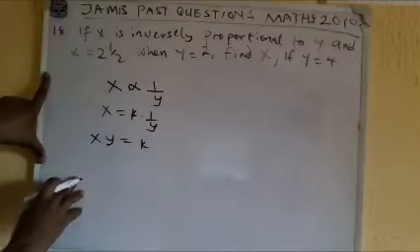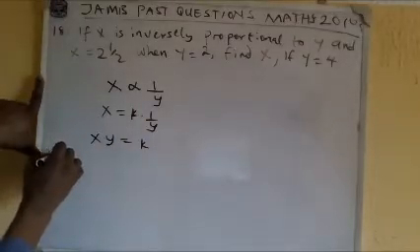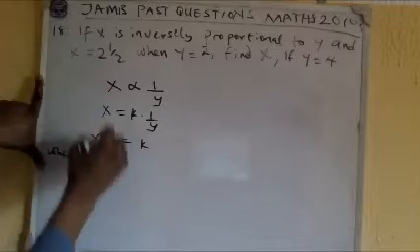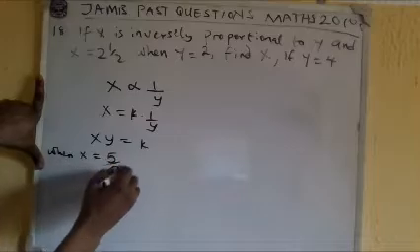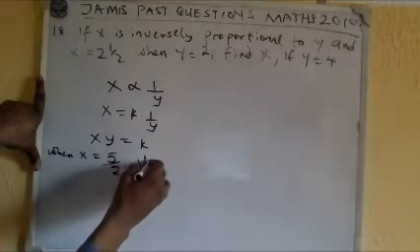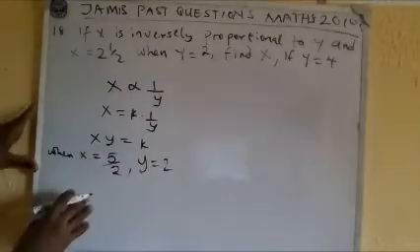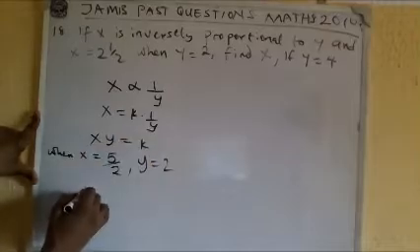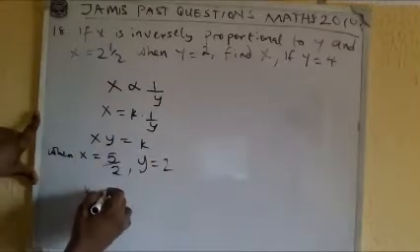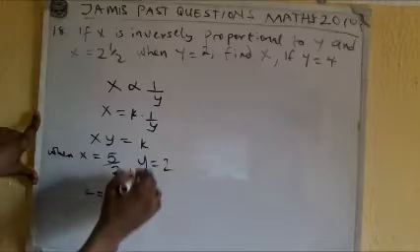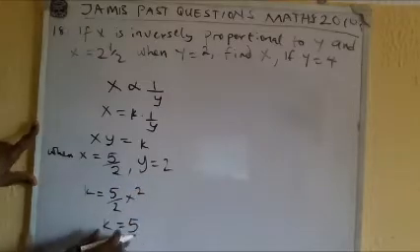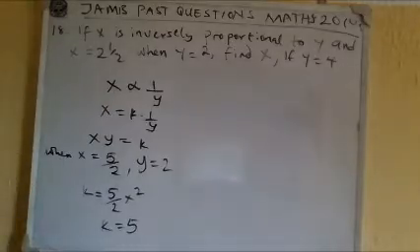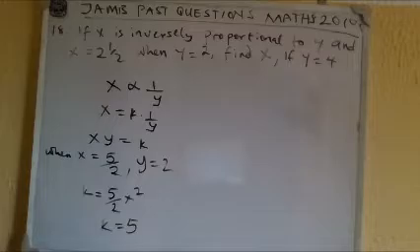So we're going to have the first instance when x is equal to half. Half is what? 2 times 1, 2 plus 1, 5. That's when x is 5/2 and y is 2. What is k? So k is equal to x, which is 5/2, times y, which is 2. And k is equal to 5. So the constant is 5. Whatever the values of x and y that come, the constant 5 must be there.